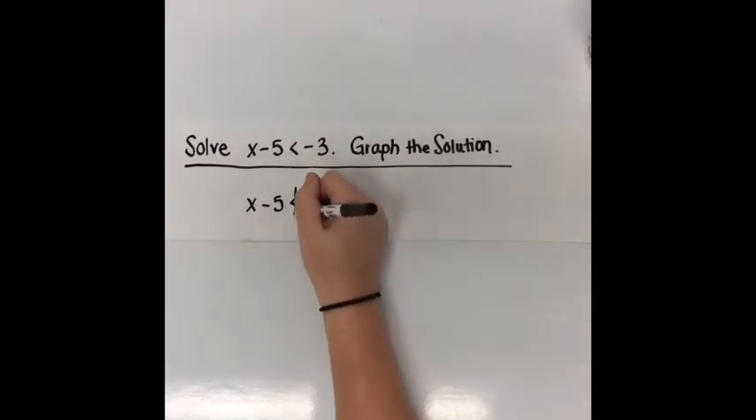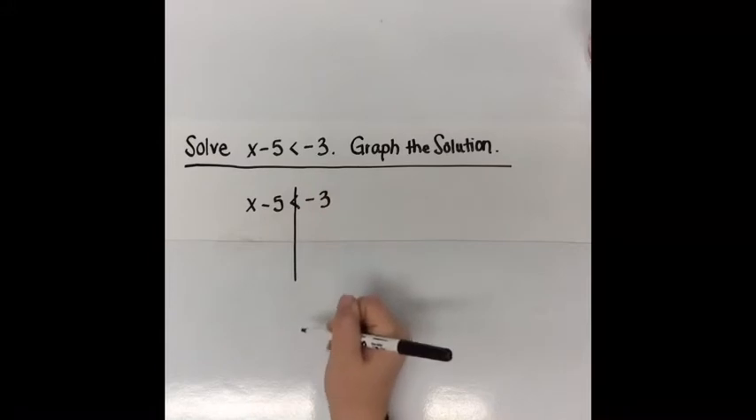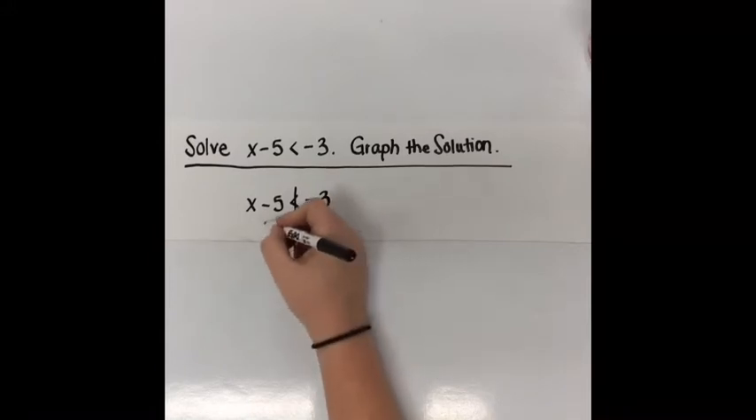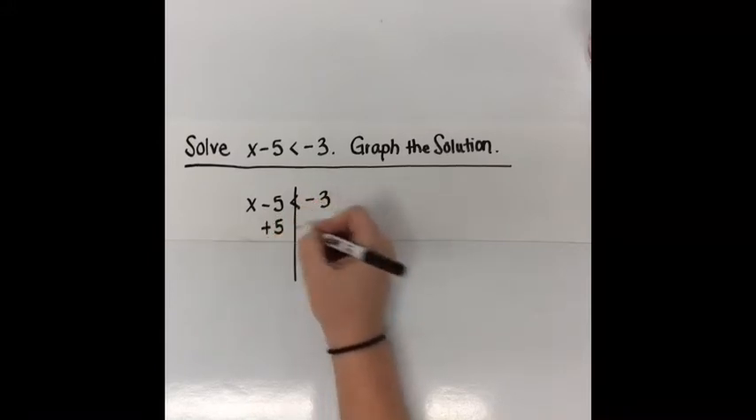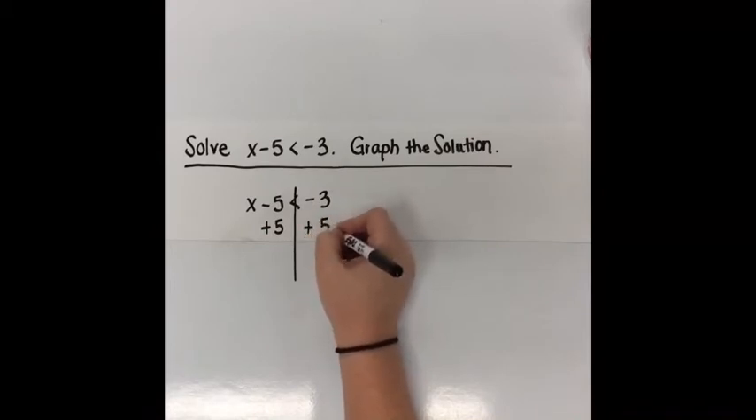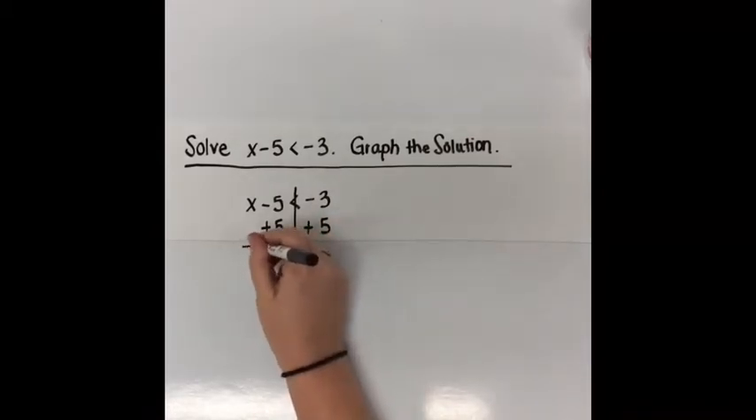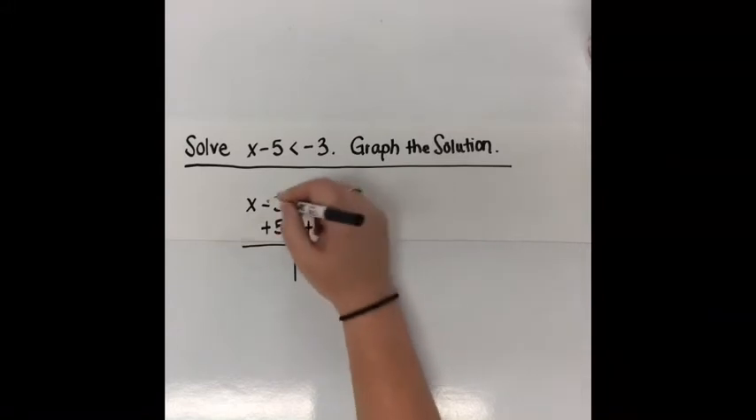Looking at this example, we're going to treat it like an equation. We're going to draw our line through the inequality symbol. Then we're going to look to isolate the variable. So I'm going to add 5 to both sides, making sure to be neat and organized the whole time.